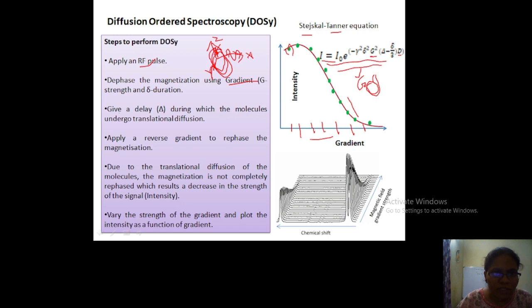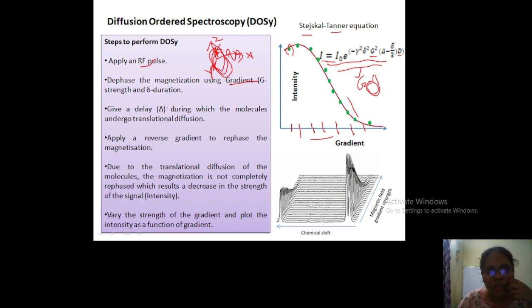Now in the third step, you are giving a delay time. That means in this time you are doing nothing, you are just allowing the sample to be idle for some time so that the molecules diffuse in the sample. In the next step, you apply a reverse gradient to rephase those magnetization vectors.